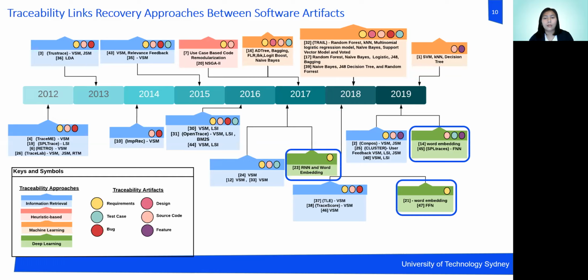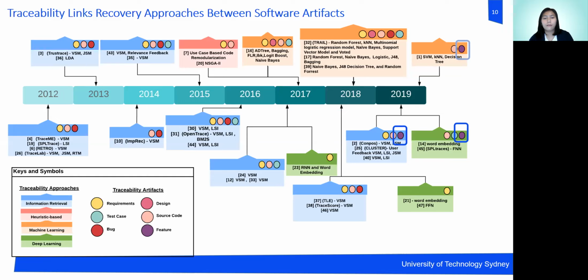And lastly, we found a new artifact called feature. A feature is a brief description of the system module and functionality. And we found a study that used a feature as a transitive artifact to establish the link between requirement and source code.